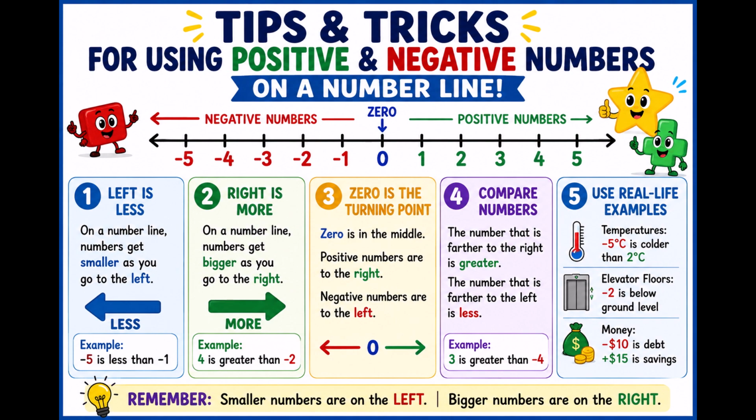0 is in the middle of the number line. Positive numbers are to the right of 0. Negative numbers are to the left of 0. The number that is farther to the right is always greater. The number that is farther to the left is less. So 3 is greater than -4.